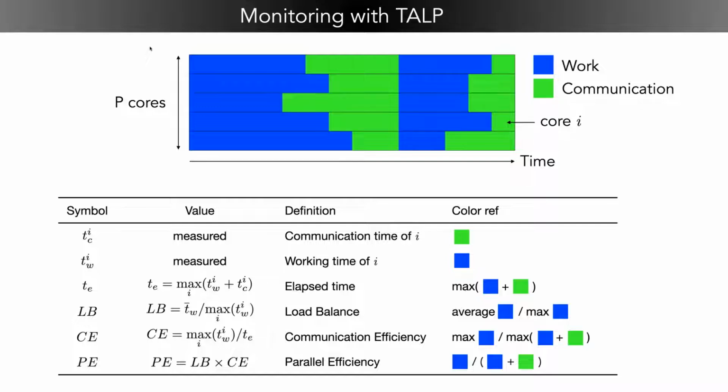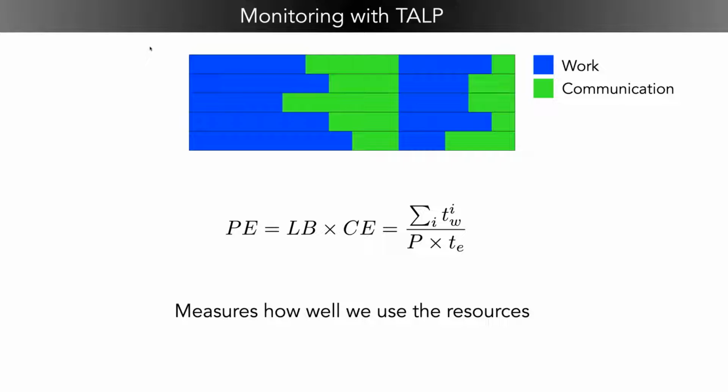Well, not a lot of things, but very important things, which are the time spent doing work and the time spent doing communication. So we can define two important things, as shown before: the load balance, which tells you how much you balance your work between the different cores, and the communication efficiency, which tells you how much you are communicating. And the parallel efficiency, the real parallel efficiency, is just the load balance multiplied by the communication efficiency. I mentioned before this is a multiplicative metric, so you can see here really what that means. Finally, the parallel efficiency is the total time spent doing work divided by the total time spent using the cores. So parallel efficiency is just a measure of how well we use the resources.